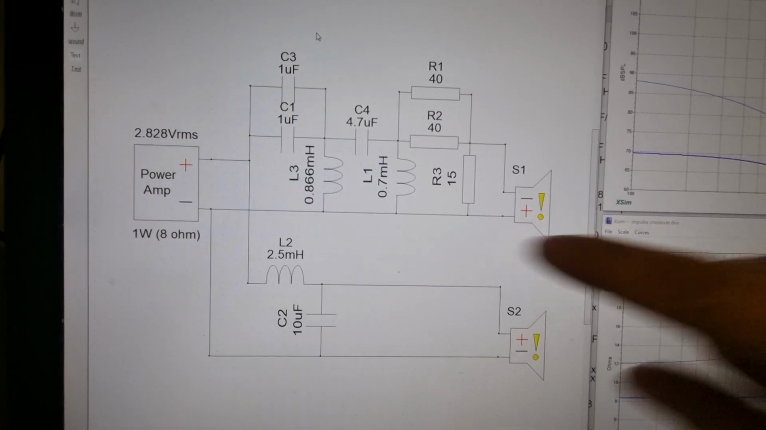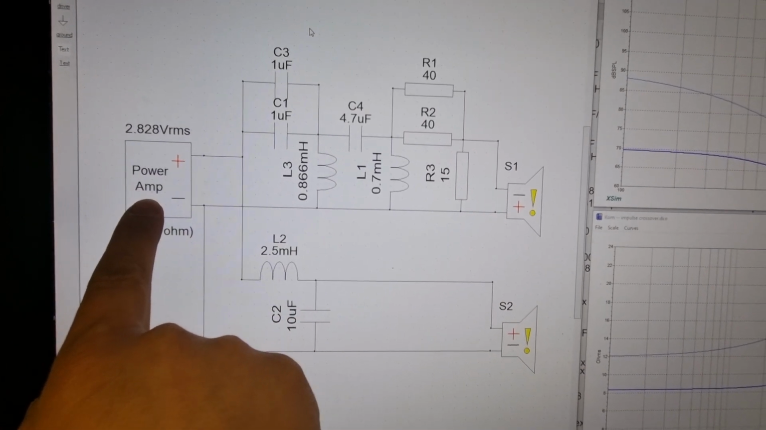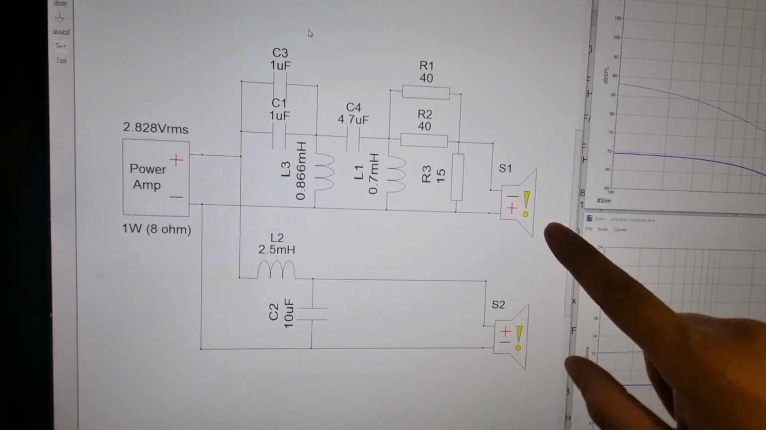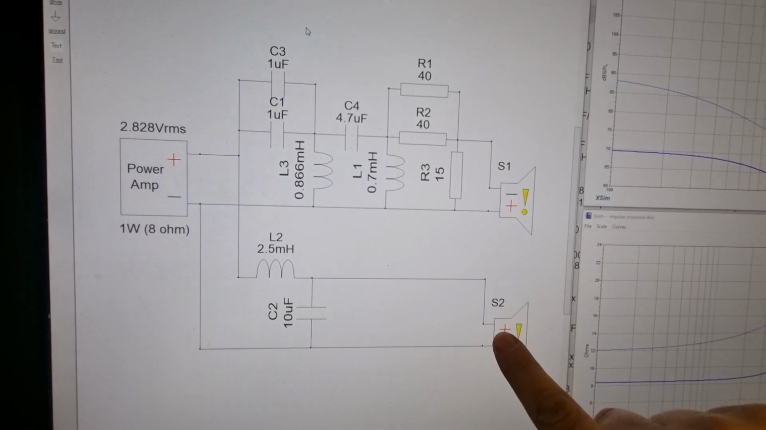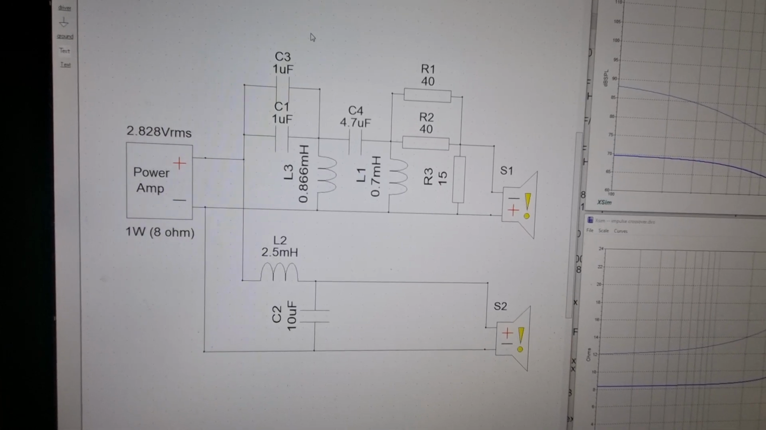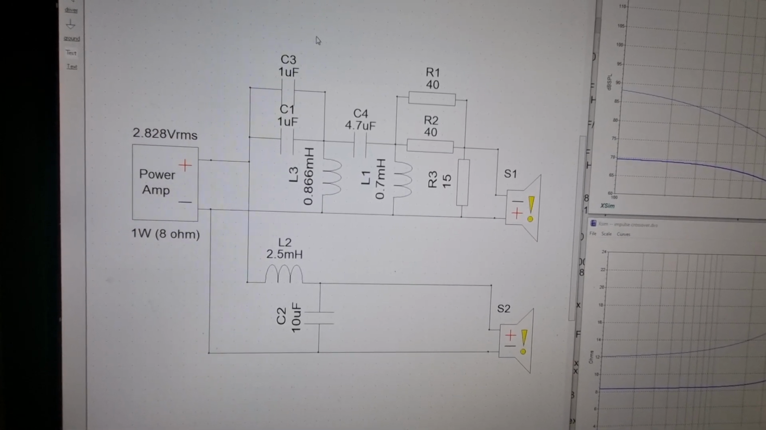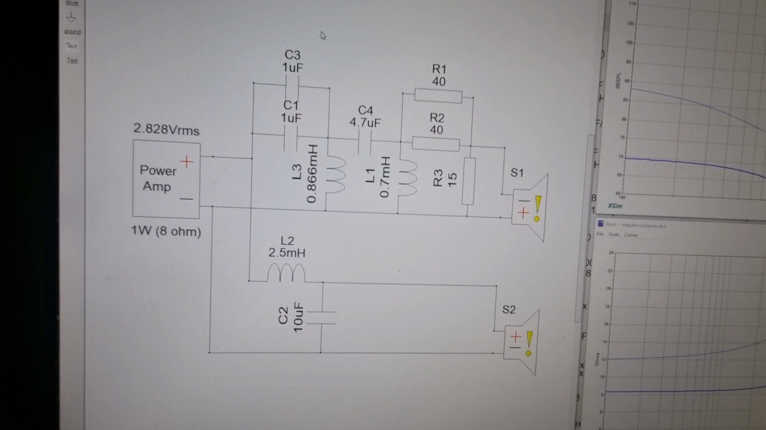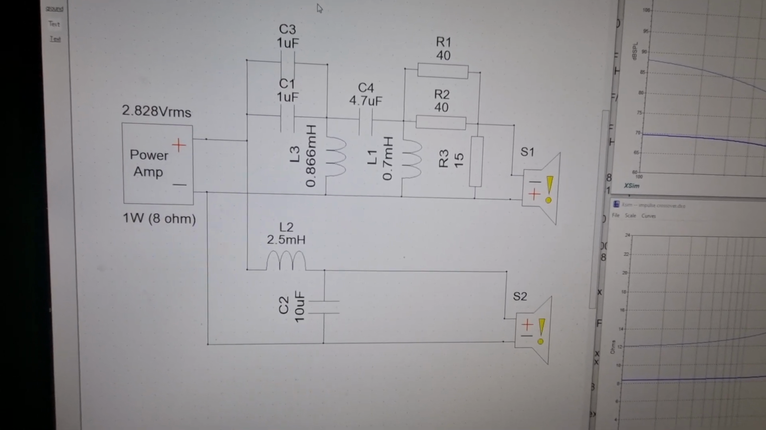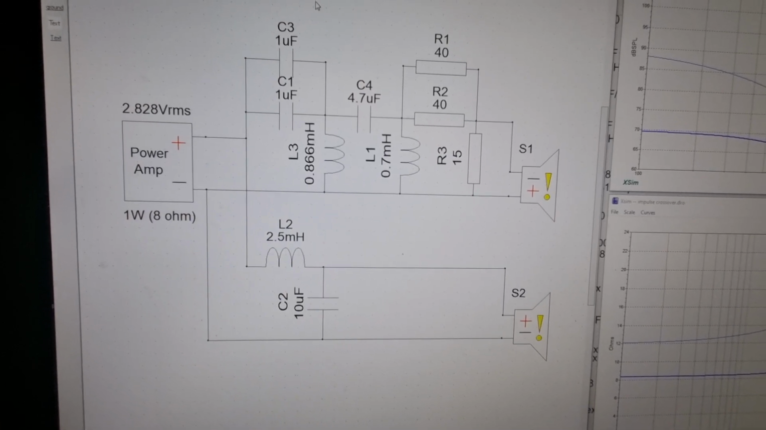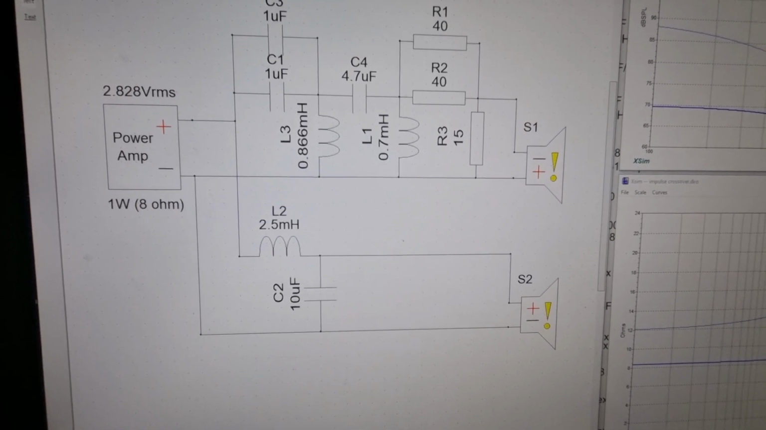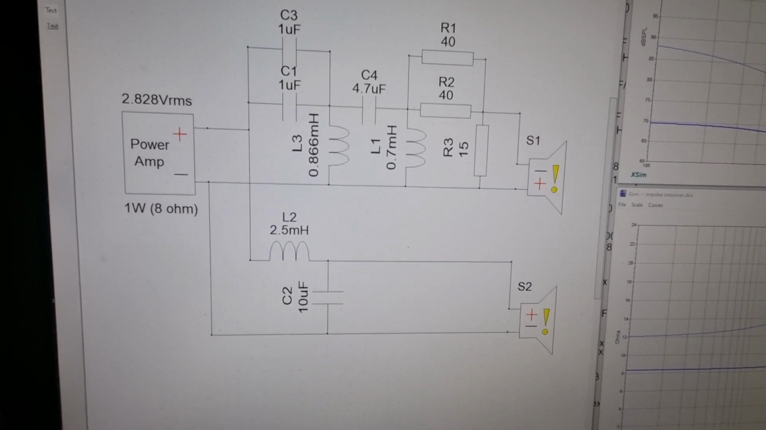You can see that we have the signal coming in here, and that's split off into two directions. One goes to the tweeter or the compression driver, and the other side goes to the low frequency driver. Now, as I said, capacitors are basically, the lower the frequency, the higher the resistance of a capacitor. The inductor is the opposite way around.